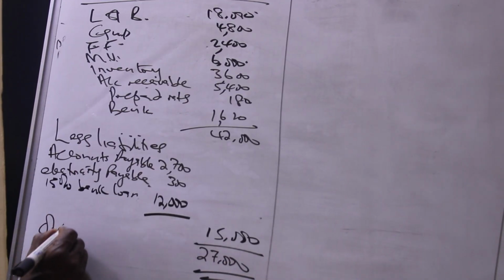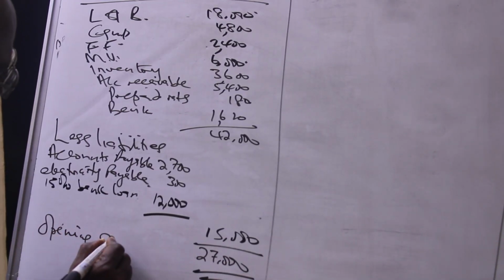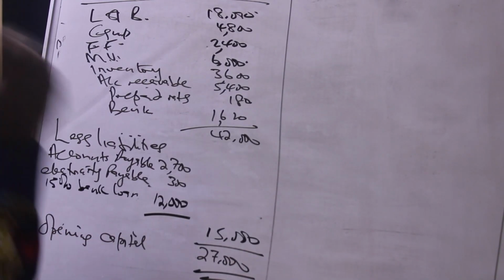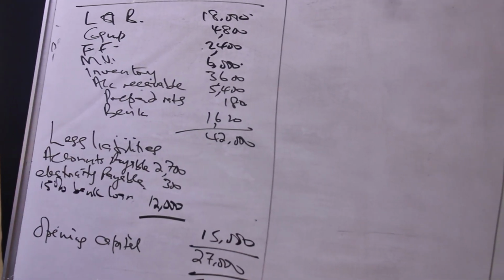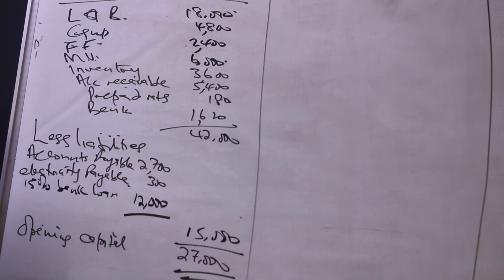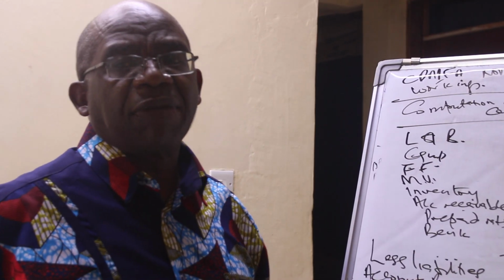This is opening capital. So in our balance sheet, we will say capital 27,000, add the profit for the year, less drawings. So that's the way to get capital.